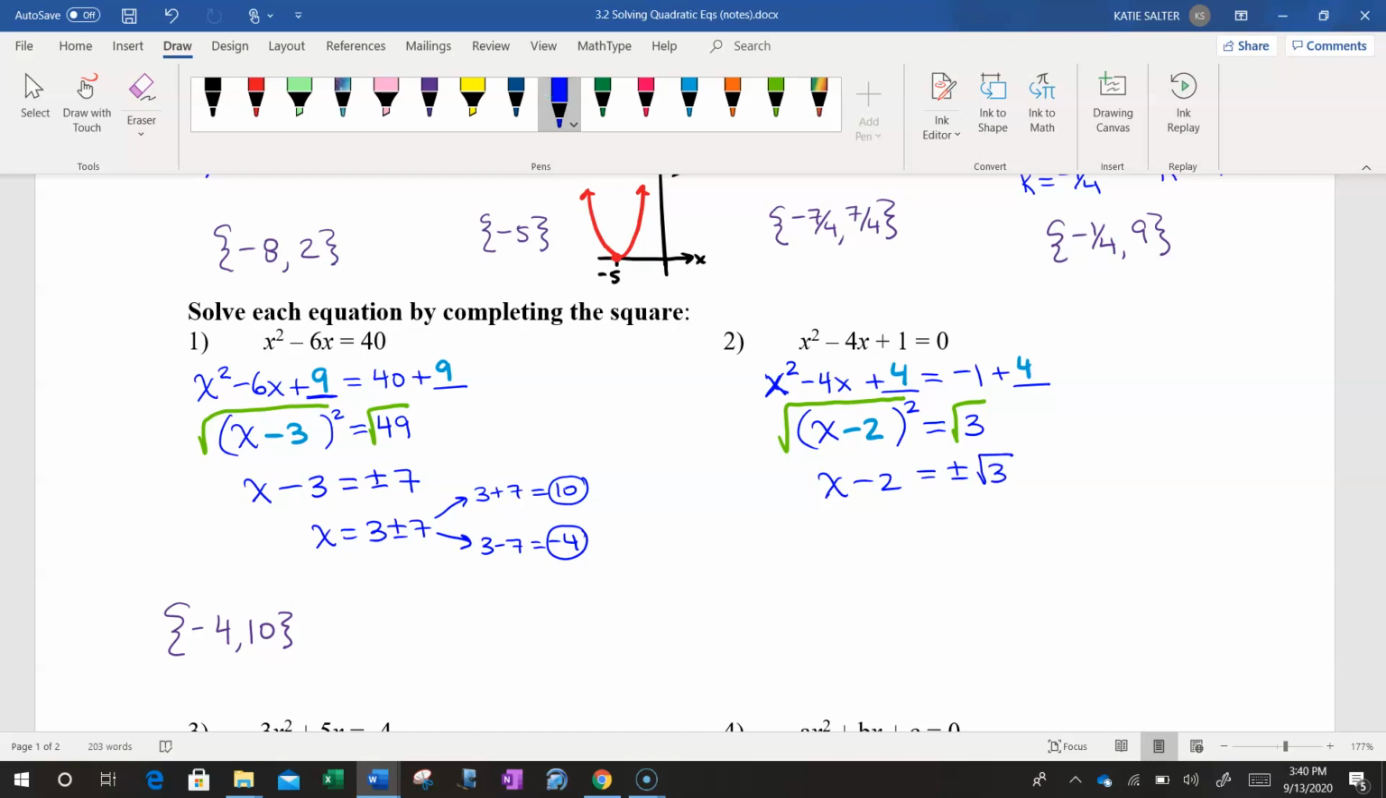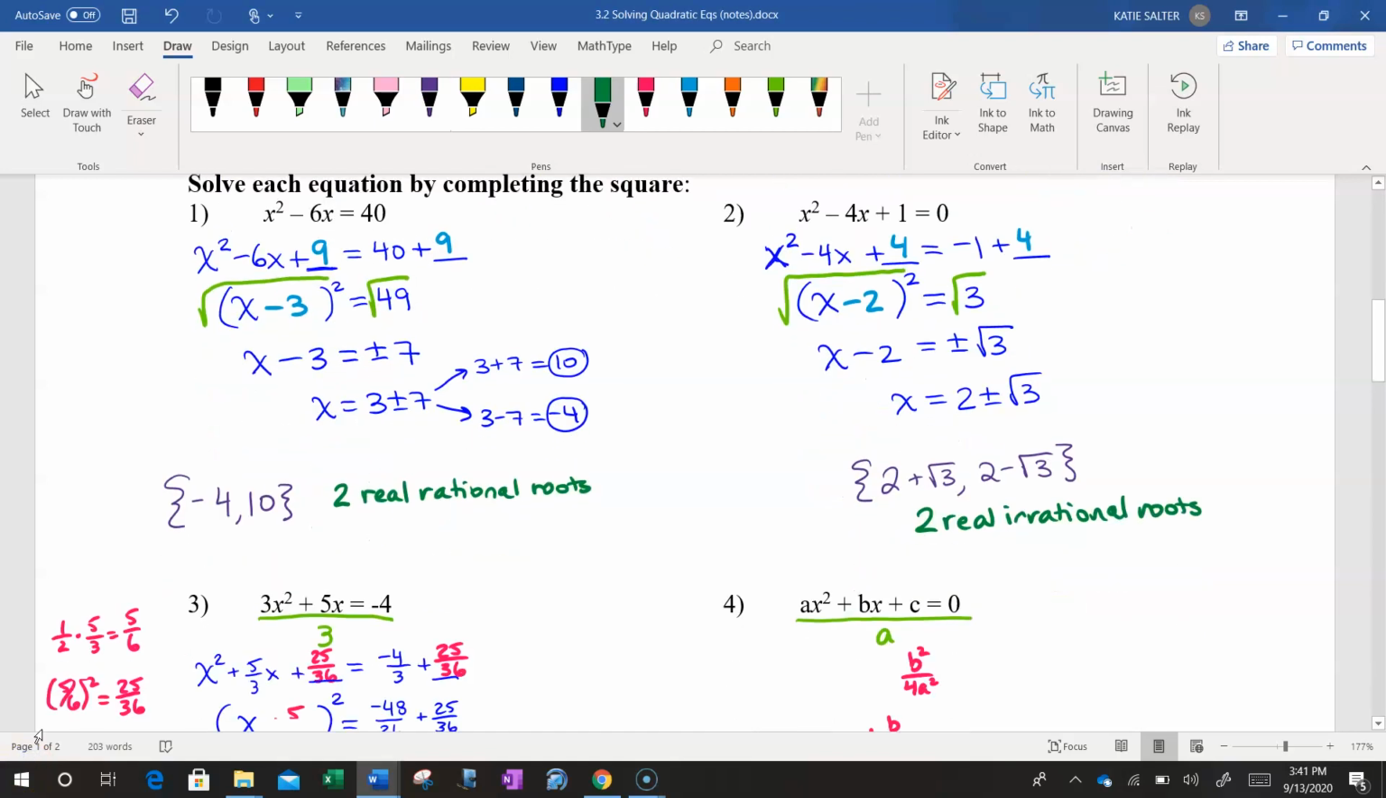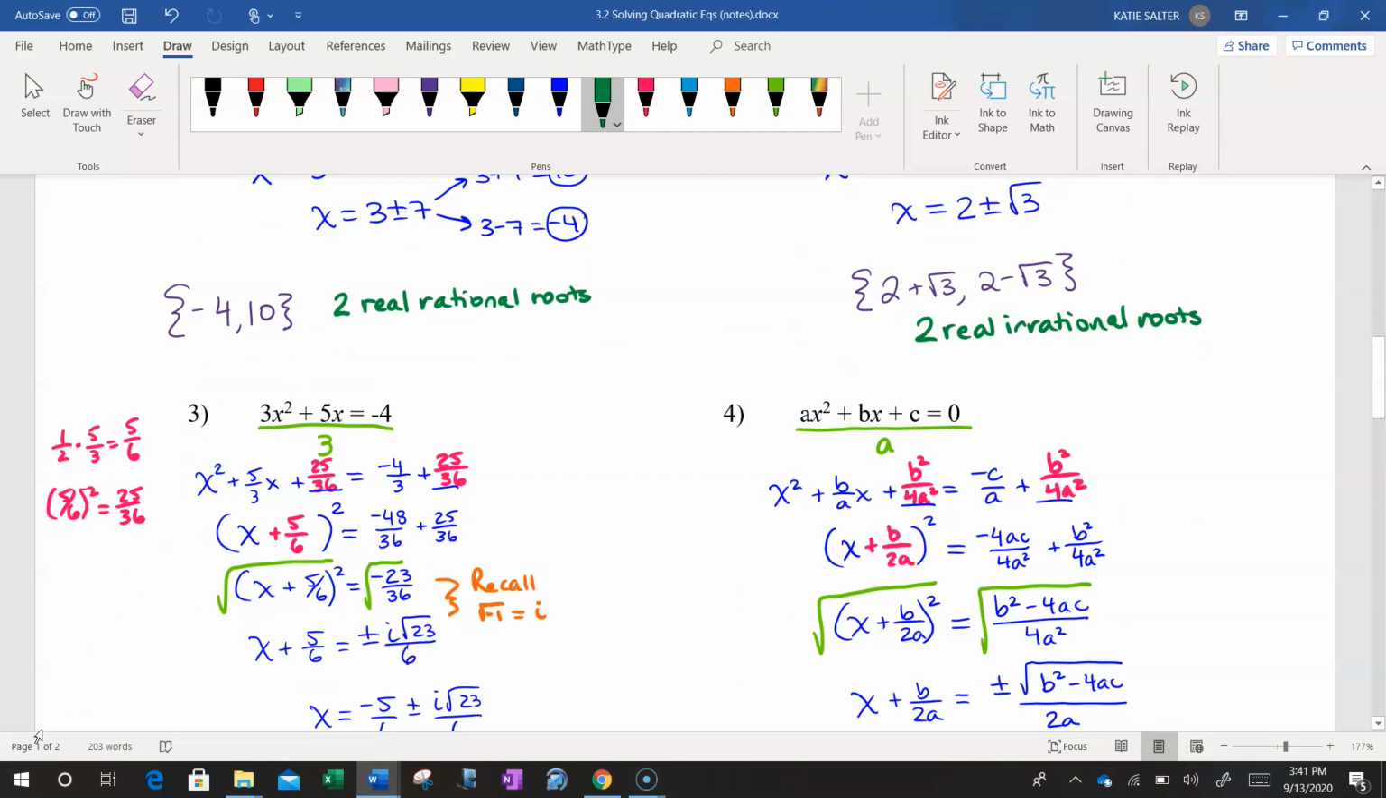We would then add 2 to the opposite side, so we get x equals positive 2 plus or minus the square root of 3. So we have two different roots here. One is 2 plus the square root of 3, and the other is 2 minus the square root of 3. I'm fine if you write it with just the plus or minus. I just want you to understand that there are two roots. Notice in the first one we have two real rational roots, but in the second one we have two real irrational roots.